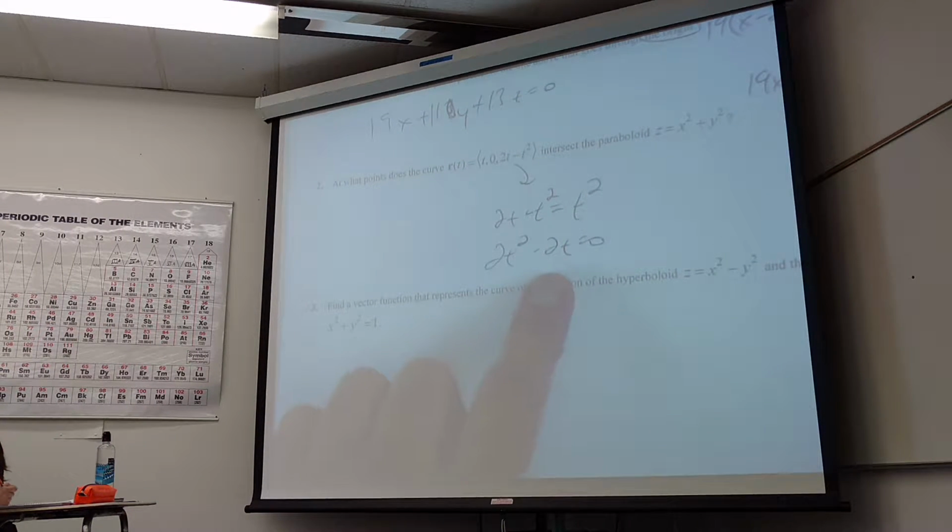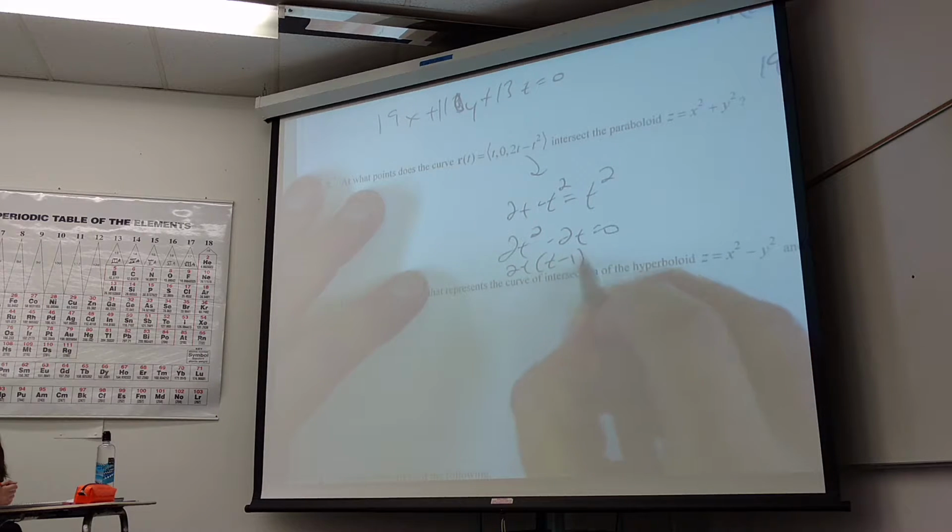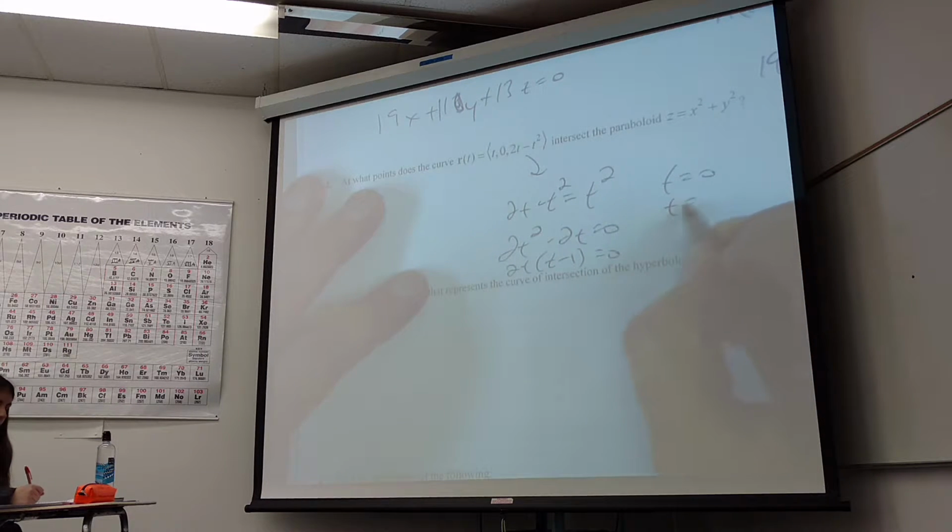Not picking on anybody, because I'm sure more people did this, but if you divide by t, if you divide by any variable expression, you lose the answers associated with that variable expression. So if I divide by t, I'm losing the answer of 0, because the only way I can divide by t is if I assume t can't be 0. So I'm going to lose that possibility. So don't do that. Factor out 2t, so you get t equals 0, t equals 1.